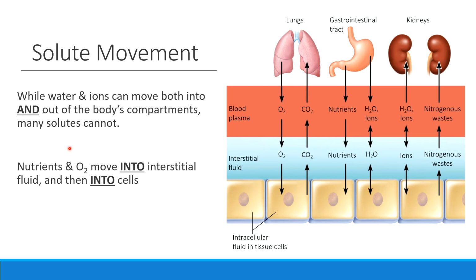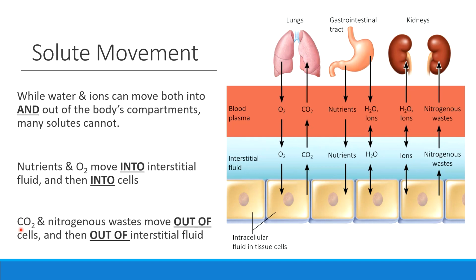Things like nutrients or dissolved oxygen, they're always going to move first into interstitial fluid, so from the plasma into the fluid around the tissues, and then they'll move from the interstitial fluid into our cells. This is how we do the process of getting nutrients into our cells. This is how we get the oxygen that we need into our cells. There's never a time where my cells are going to give away their oxygen or nutrients to the interstitial fluid. It just doesn't work that way.